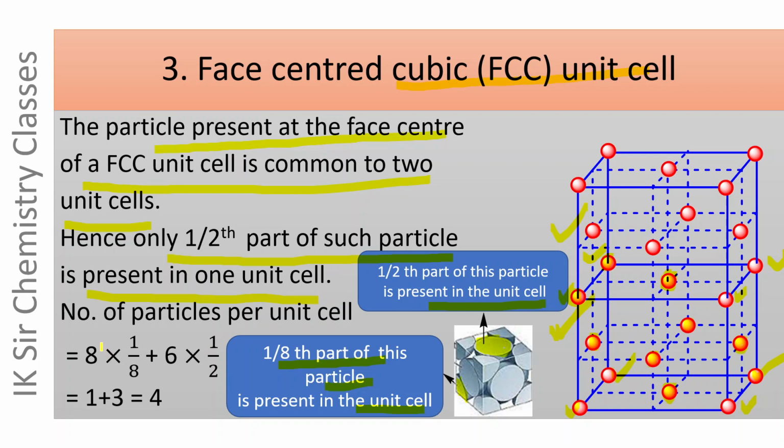8 multiplied by 1 by 8, since 8 vertices are occupied by particles and only 1 by 8th part of a particle is present in one unit cell, plus 6. 6 particles are present at the centers of faces and only 1 by 2 part of this particle is present in one unit cell, and hence 6 multiplied by 1 by 2. The overall number of particles in FCC unit cell is 4. The number of particles in simple cubic unit cell is 1. In BCC unit cell is 2, while in FCC unit cell the number of particles is 4.